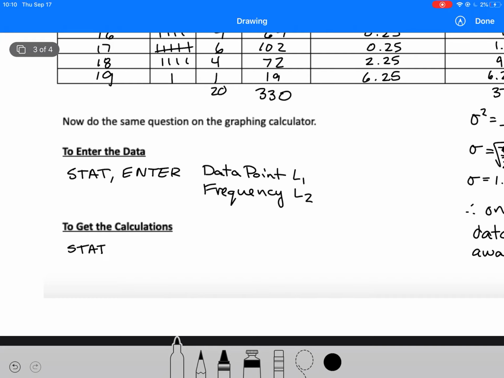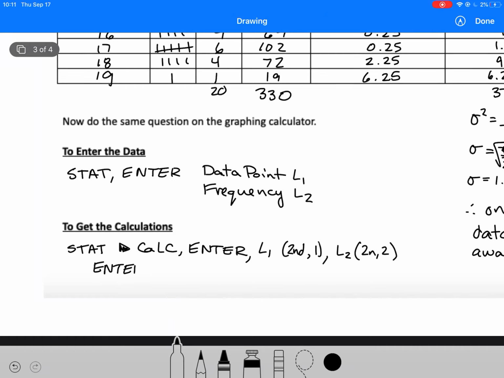And then in order to get the calculations, you're going to press stat, arrow over to calculate. Then you'd press enter, L1, second, 1, okay, and then you press L2, which is second, 2, and then enter. So you should get the same result. I will add on my screen capture so you can see that. Okay.